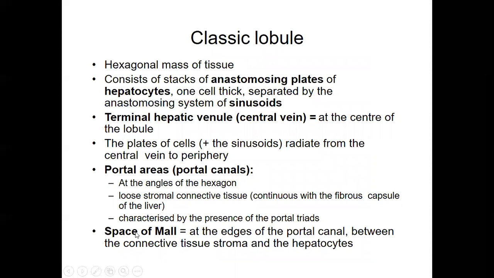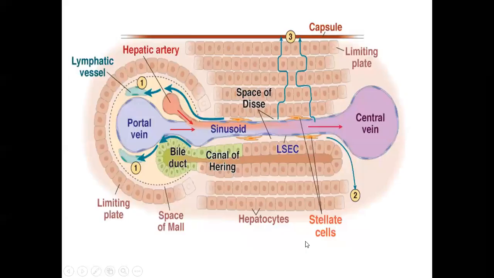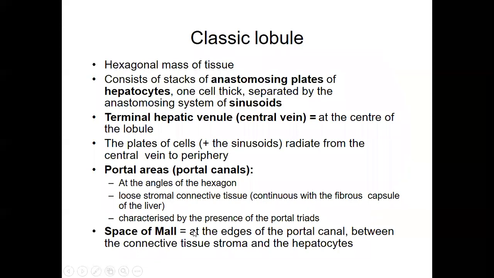And then we also have the space of Mall. What is the space of Mall? The space of Mall is at the edge of the portal canal, between the connective tissue stroma and the hepatocyte. You can see here, this is the space of Mall. Just now, the definition of the space of Mall is at the edge of the portal canal.